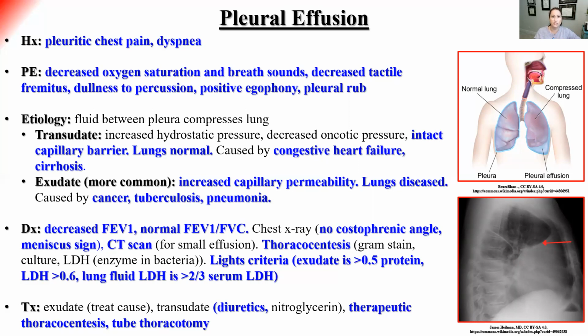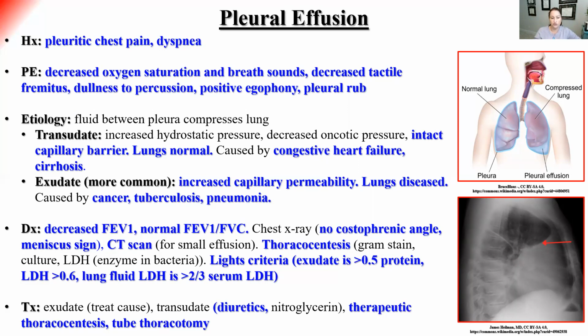A thoracocentesis is when we pull the fluid out of that pleural space. We would send that for a gram stain, a culture, and LDH. LDH is an enzyme that lives within that bacteria. Light's criteria is very important. In Light's criteria, that helps us separate transudate from exudate.